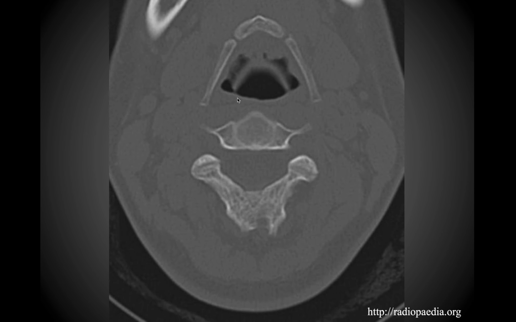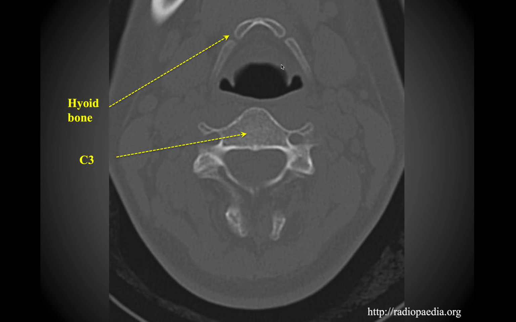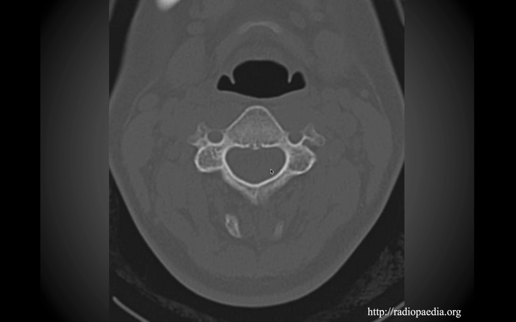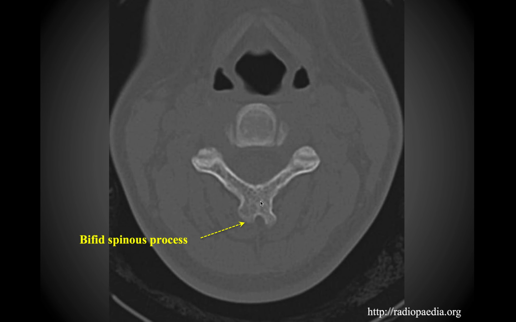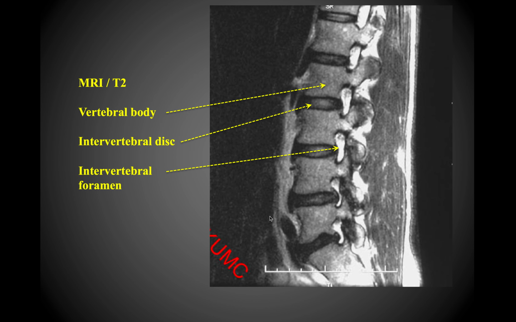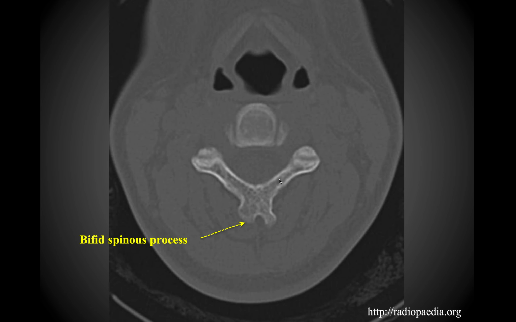We're moving down now. Here you're starting to see the hyoid bone. And then now we see the body of the C3 vertebra, transverse foramina, and then you can see the spinal canal right here as well, or the vertebral canal. As we keep descending, you can appreciate the bifid spinous process, as well as you can also make out the laminae over here on either side.